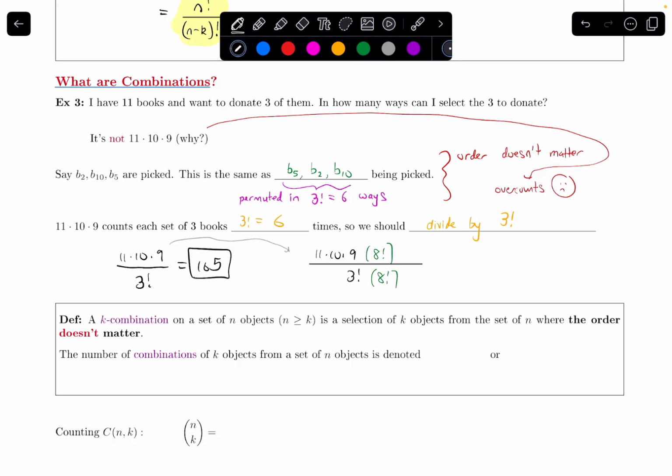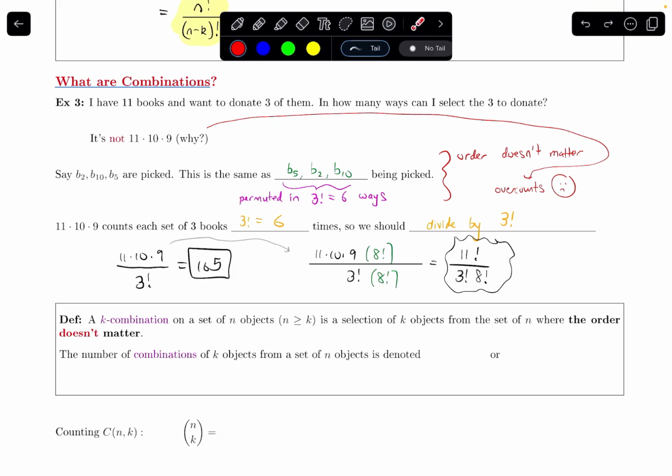So now if I do that, what I get is 11 factorial up top, and on the bottom, I've got 3 factorial times 8 factorial. I'm just going to put this in a little thought bubble. That's another equivalent way to write this expression, and I'm going to see this later in my formula as well. Okay, so we're ready for the formal definition.